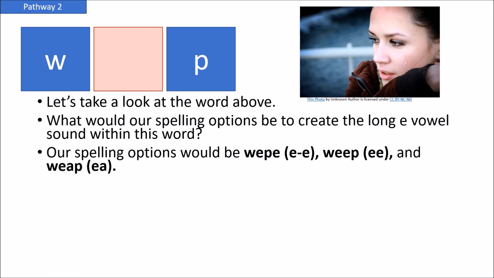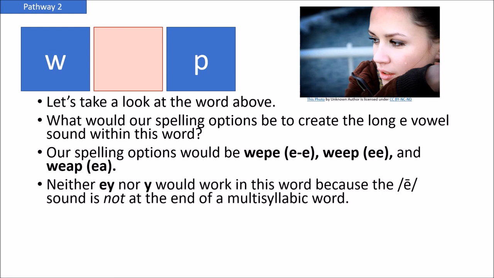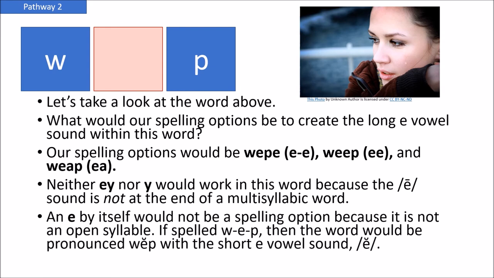Our spelling options would be W-E-P-E, the E consonant silent E, W-E-E-P, the double E vowel team, and W-E-A-P, the E-A vowel team. Neither E-Y nor Y would work in this word because the E sound is not at the end of a multisyllabic word. An E by itself would not be the spelling option because it is not an open syllable. If spelled W-E-P, then the word would be pronounced wep with the short E vowel sound e.